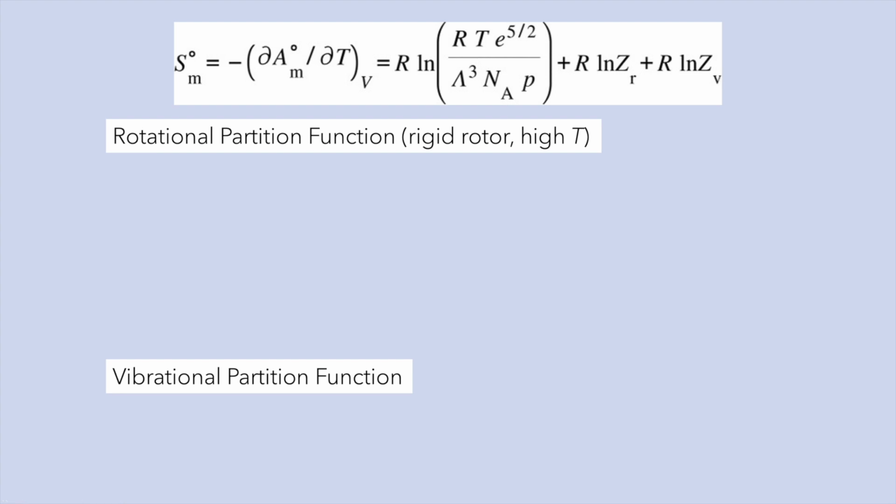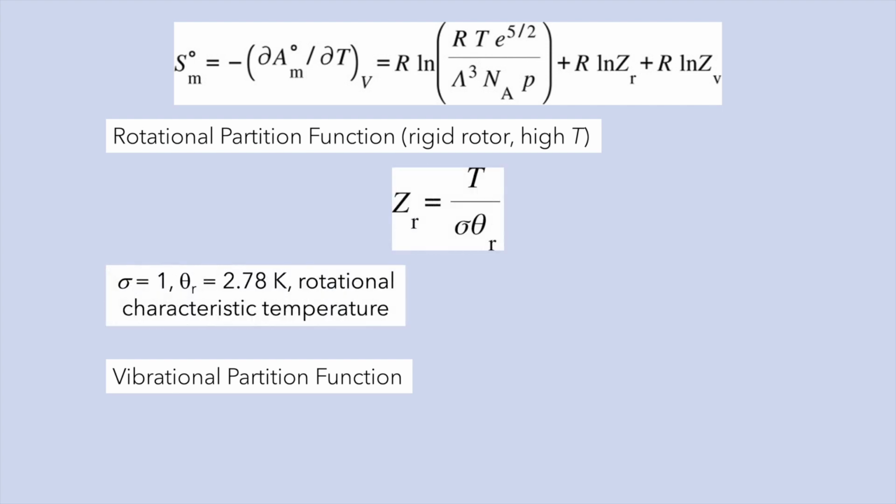The rotational partition function: we're going to take an ideal rotor, a rigid rotor in the high temperature limit. Go to the book, look up the partition function for a rigid rotor at high temperature, and we find a very simple function, T over sigma theta r. Sigma is a symmetry number, 1 for a heteronuclear diatomic such as CO, and theta r, the rotational characteristic temperature, is a very low number, 2.78 Kelvin for CO.